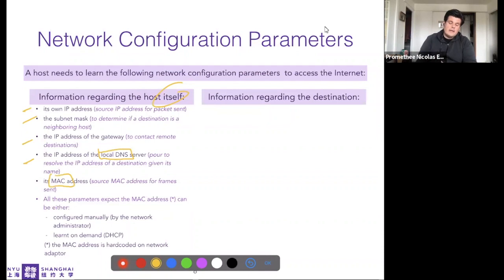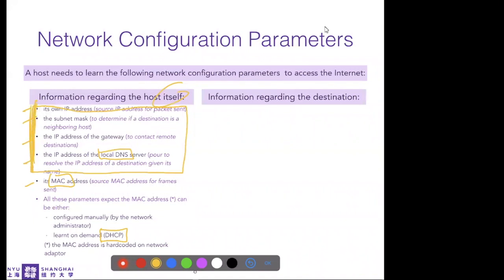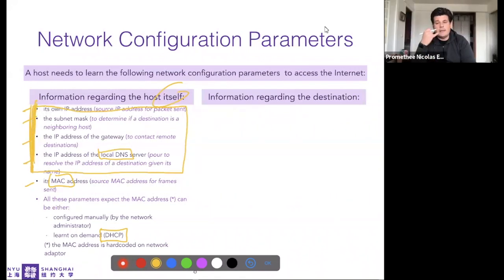And those things, all those parameters, except the MAC address, so everything else, we will see that either you need to configure manually, or we can use a protocol which is DHCP. So DHCP is a protocol that will allow you to discuss with a specific server, which is called a DHCP server, and that server is in charge of sending you all those parameters here. So either you call the admin and he tells you, okay, you need to set up that DNS, that mask, that IP, and so on, or you do it automatically, dynamically on demand.